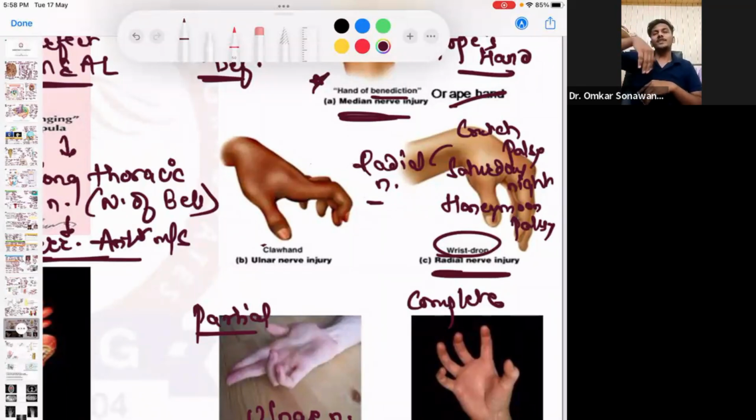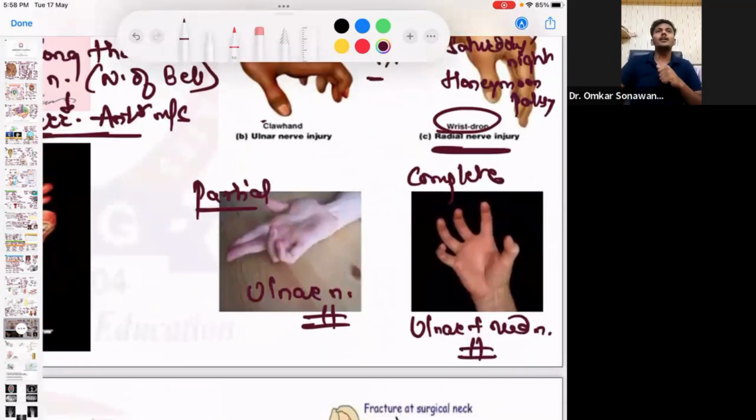Now tell me, which splint is used for radial nerve injuries? Dynamic cock-up splint. Okay, important. For ulnar nerve injuries, we use a knuckle bender splint.